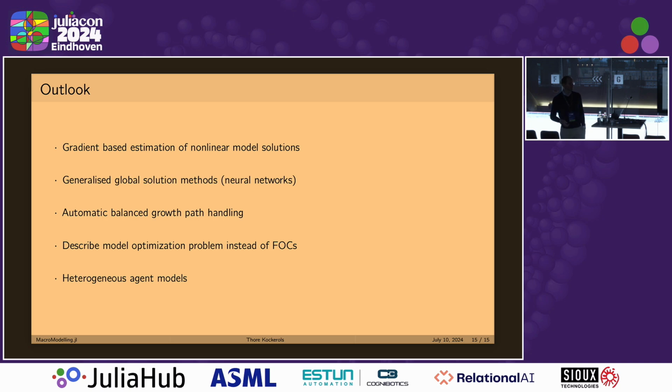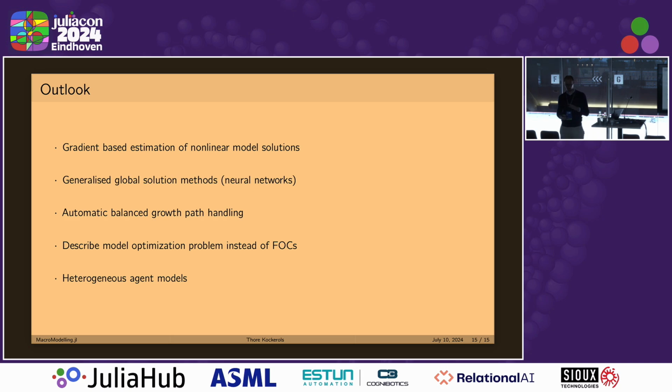A generalized global solution method, I think that is a big undertaking, but worthwhile and very interesting. Specifically neural networks, I think, are useful or promising there. Balanced growth path. Usually there's a single attractor if you do the linear solution. If you have balanced growth path, you can have a line as an attractor, but you need to handle this.